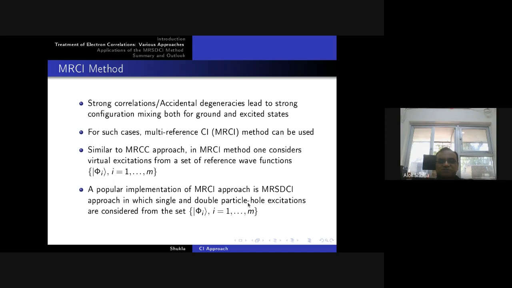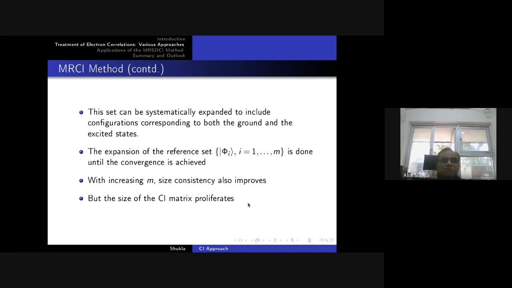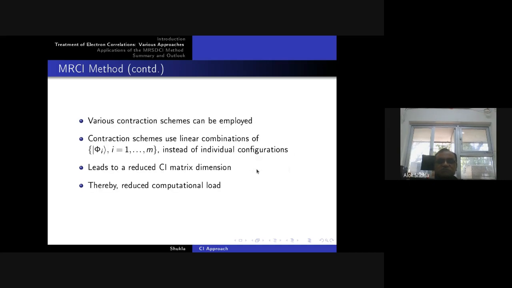So in MRSDCI, like I said, we include the single and double excitations from all the reference wave functions. So this set can be systematically expanded to describe both the ground and excited states. And how to construct your reference wave functions: you can take them not as linear combinations, but independently, and just create a configuration set, construct H tilde and be done with it. Or you can create a linear combination of these, and in that case, you have what is called a contracted multi-reference CI.